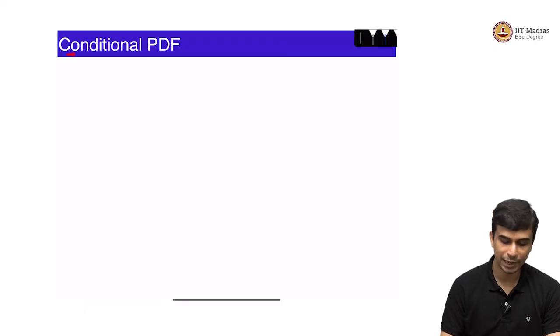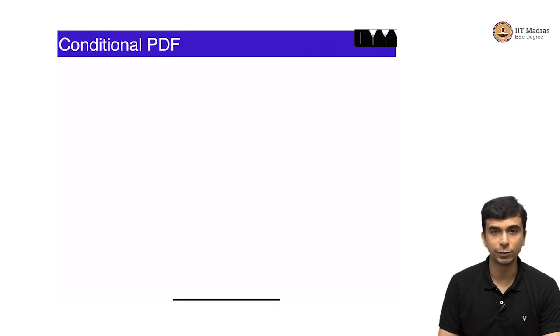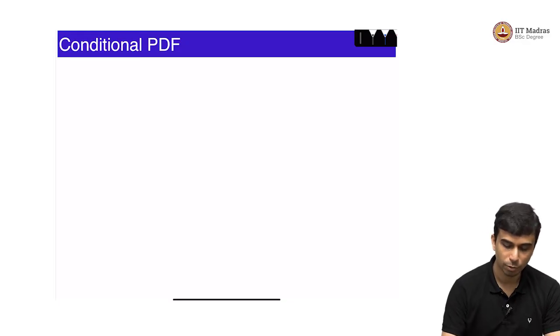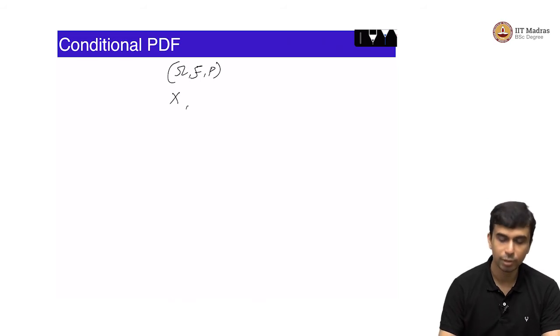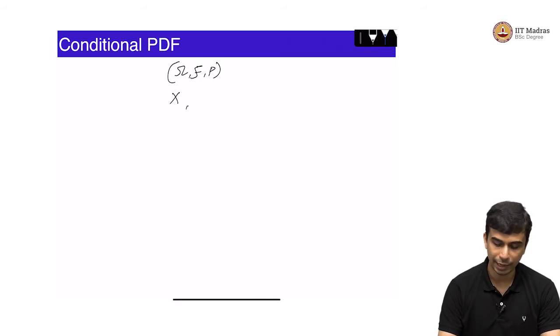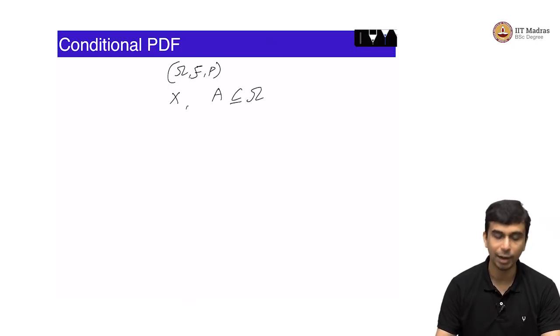The same way that we had the conditional probability mass functions for discrete random variables, we can have a conditional probability density function for continuous random variables. What is that? Let us say you have the experiment given by the tuple (Ω, F, P), and you have a random variable X, and let us say you also have an event A. All events are simply subsets of Ω, and it also has to belong to F, but for now let us say you have this.